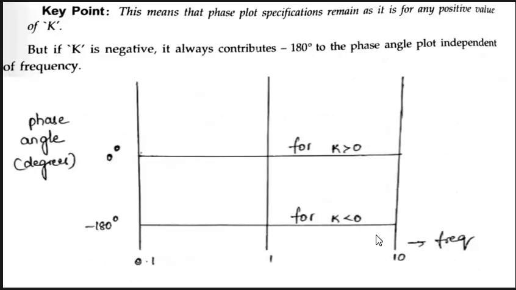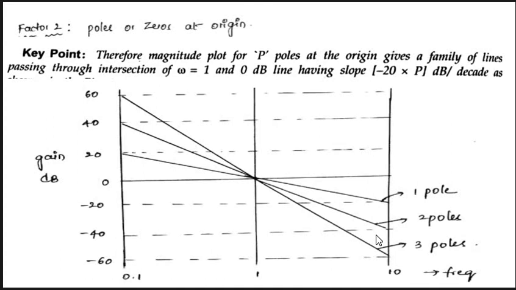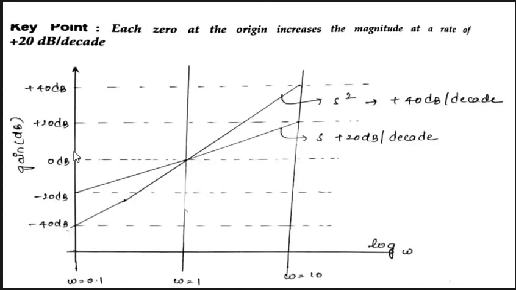And for zeros, again consider this 0 dB line as the horizontal line, and zeros are located on the upside, while poles are located on the denominator side, the below side. So start here and move towards the upside.